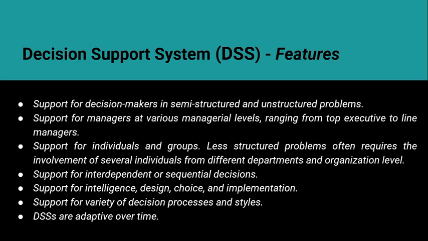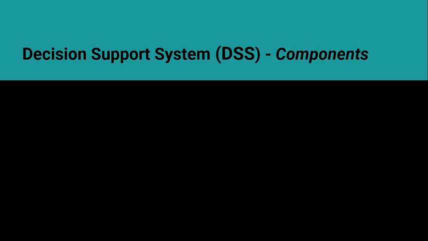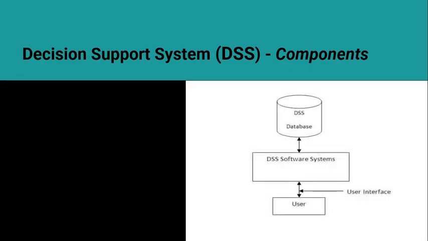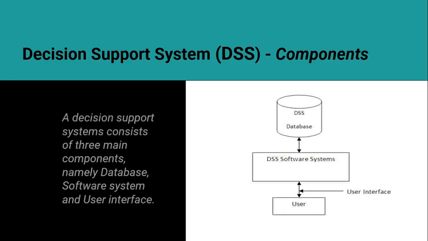Right? Now, next we are going to see the important components which this DSS works with. Means in order to run a DSS, these components are required. There are three important components that will be required to run a decision support system. These are database, number one, number two, software system, and number three, user interface. So these three important components are required for running any decision support system. So let us see these components one by one.